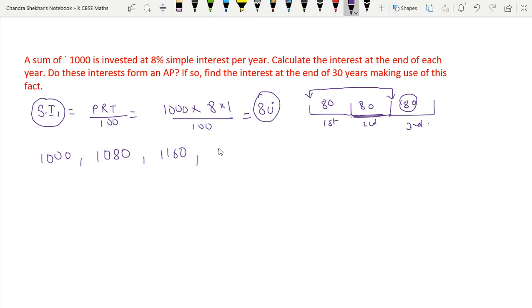Fourth year it became how much? 1240. So it kept on increasing here. It keeps on increasing up to how many years? They're saying for 30 years.